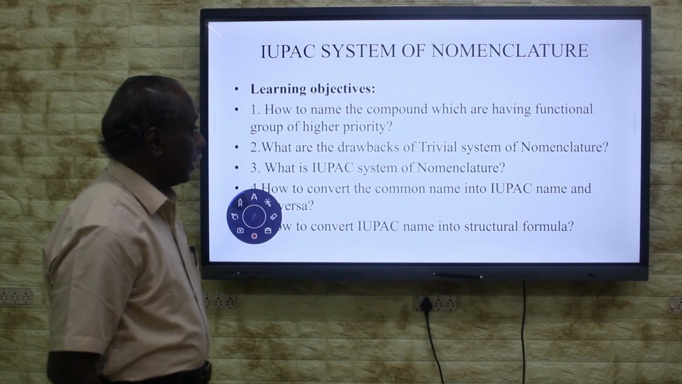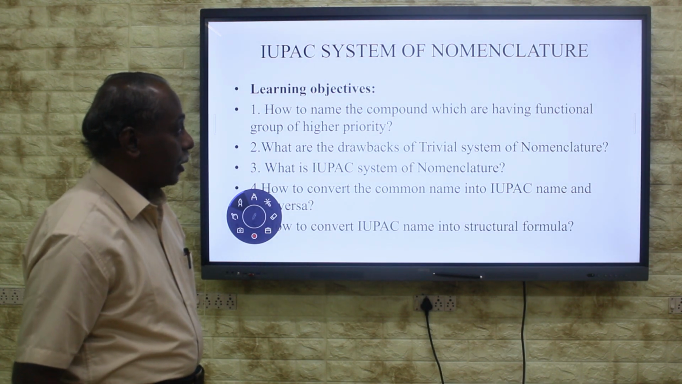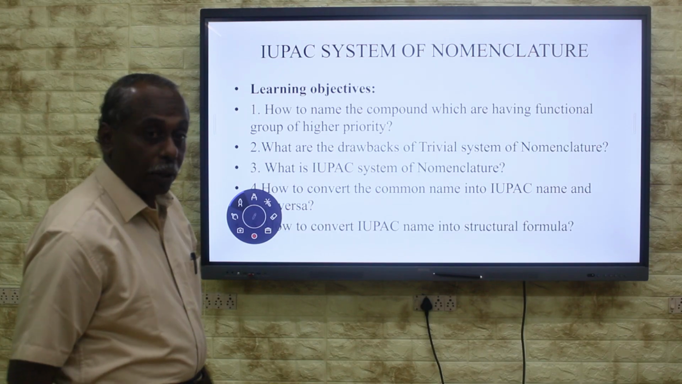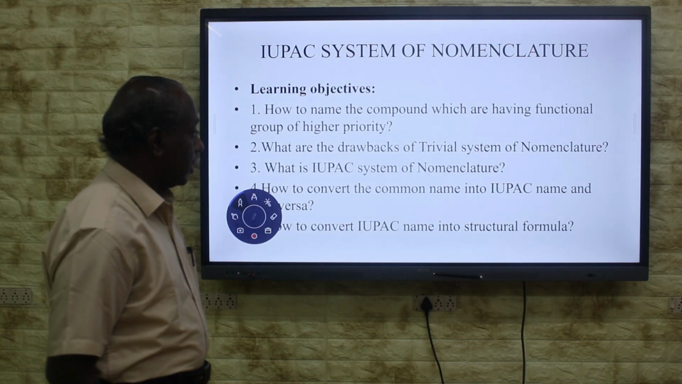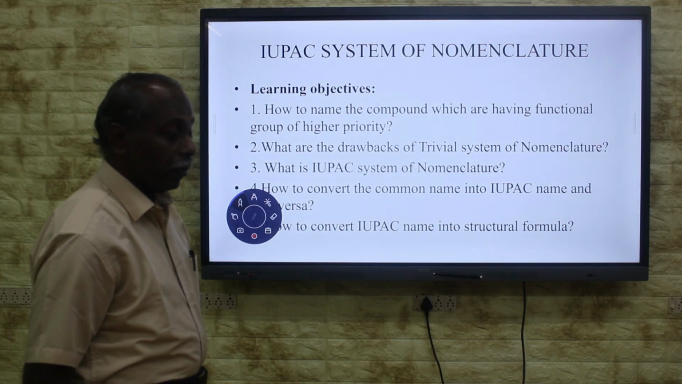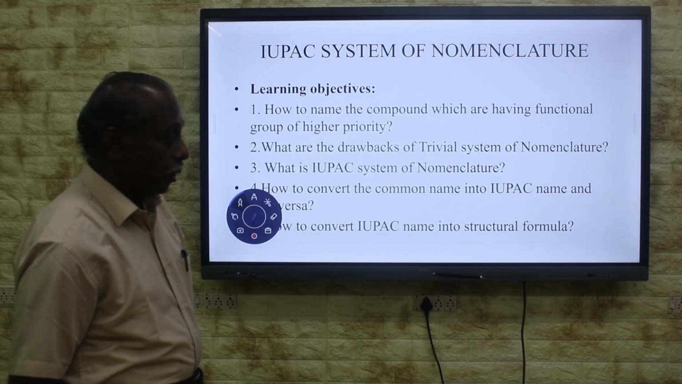Second, we are going to recall the drawbacks of the trivial system of nomenclature. Then, what is the IUPAC system of nomenclature. Then how to convert a common name into an IUPAC name and vice versa. Then how to convert an IUPAC name into a structural formula.